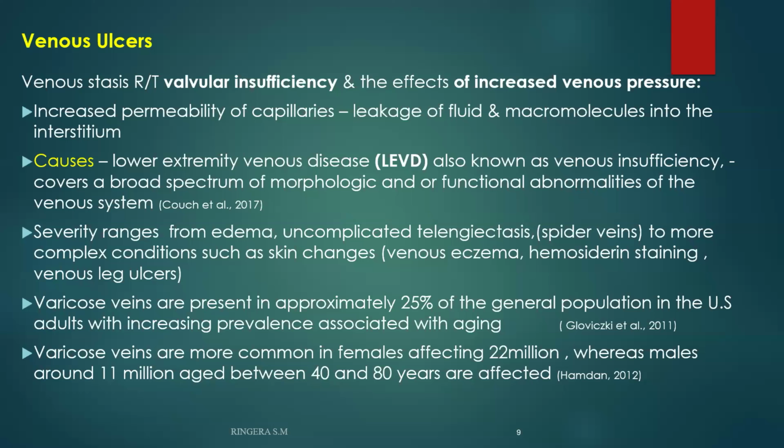Patients who have this disease come with different levels of severity. The severity ranges from edema and telangiectasia, what we call spider veins, which can be observed around the calf area, to more complex conditions like skin changes, which are very common with the venous patient. They usually come with venous eczema and what we call hemosiderin staining, and I'll show you some slides with these images, and also ulcerations, or what we call venous leg ulcers at the lower leg.